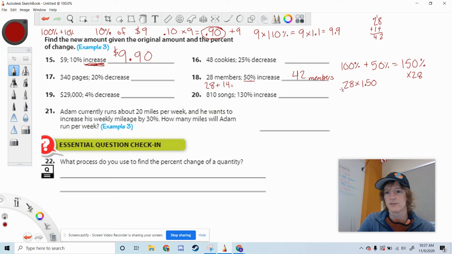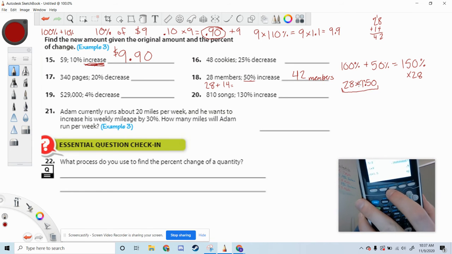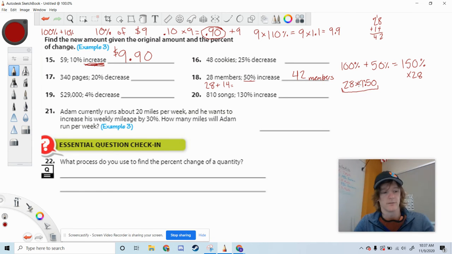And if we were to do it this way, I know I'm going to use 100%, because I'm increasing, so I'm going to have my original amount, and then I'm going to add another 50%. We can just find out what 28 times 1.5 is, and we get 42. There it is, 42. So you can do these either way. For number 20, we're going to do it this same way.